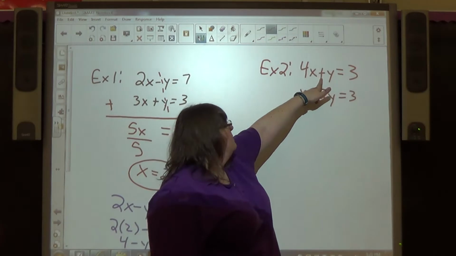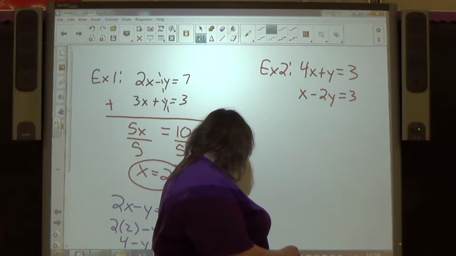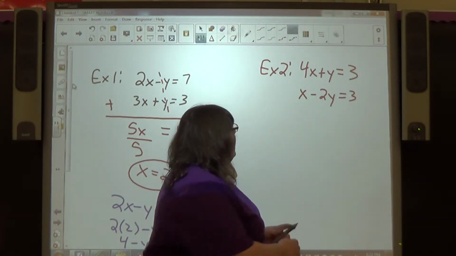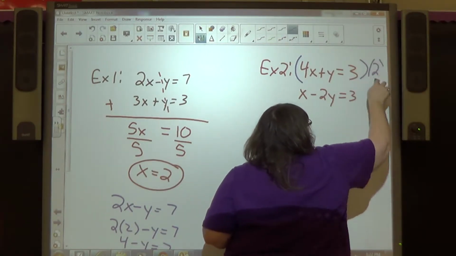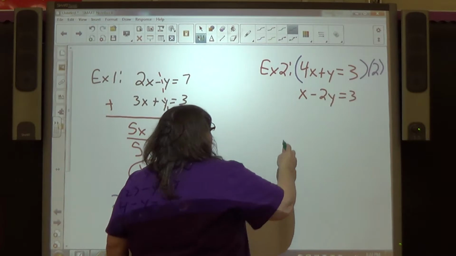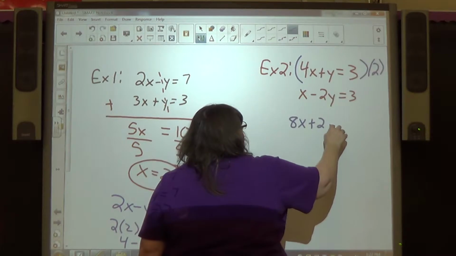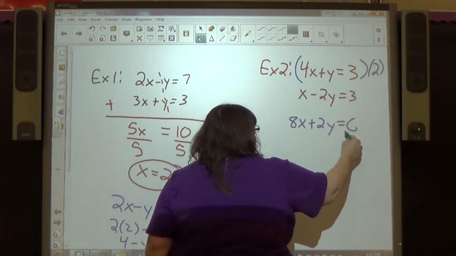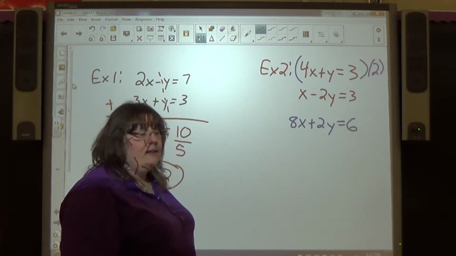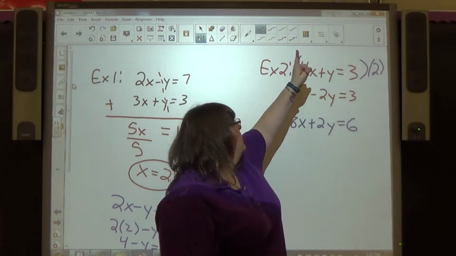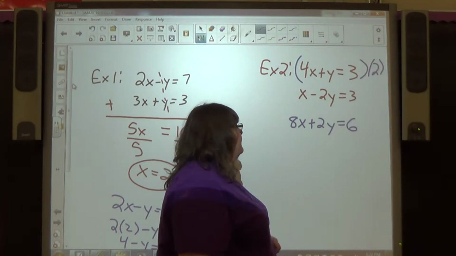So I have 4x plus y, x minus 2y. I need a 2y. So in order to get that 2y, I need to multiply my top equation by 2, okay? So let's do that. 4 times 2 is 8. 2 times y is 2y. 2 times 3 is 6. Okay? There is our equation changed. Again, when we plug back in, we're going to go into the original equation. Okay? So here we are.